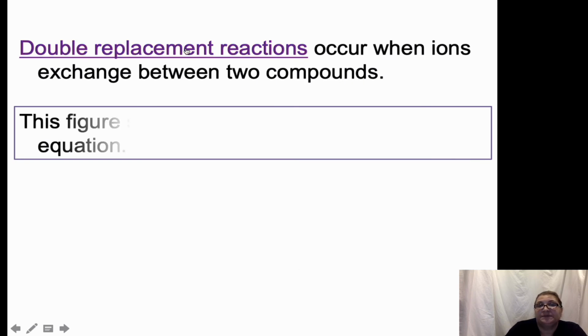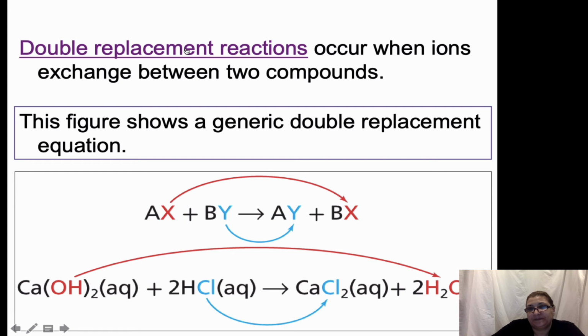Double replacement reaction: a chemical reaction that involves the exchange of ions between two compounds and produces either a precipitate, a gas, or water. So this one is usually replacing one another. So X would replace Y, and vice versa.